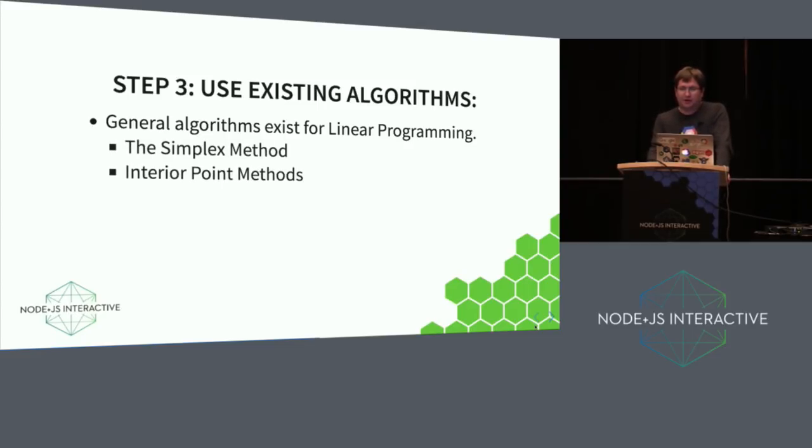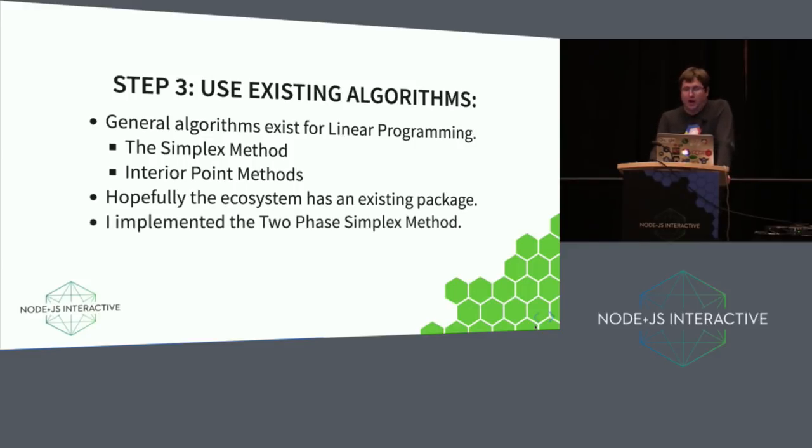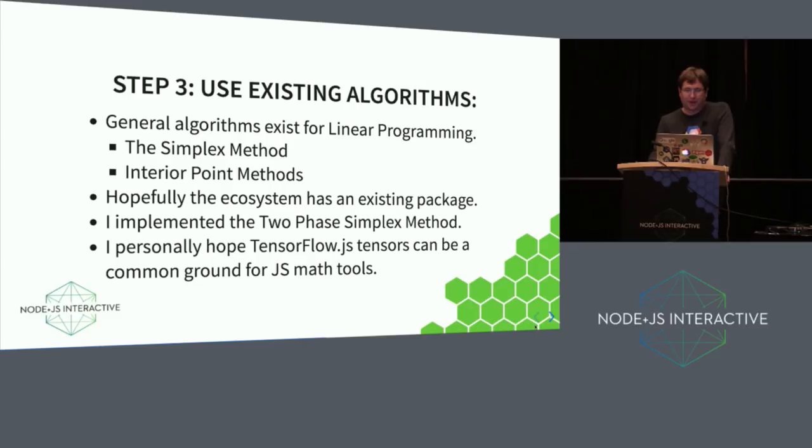There's a simplex method, interior point methods for solving that. And the cool thing is if you broke this problem down into that existing problem, you could be like, oh, hopefully I can go in the ecosystem, do an npm install, and find a package that just does a simplex method, because it's a general algorithm. Unfortunately, that wasn't the case. So I implemented one using the two-phase simplex method, and I'd like to contribute this back to the ecosystem once I get the bugs worked out.